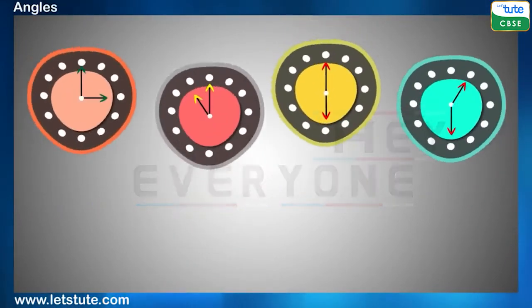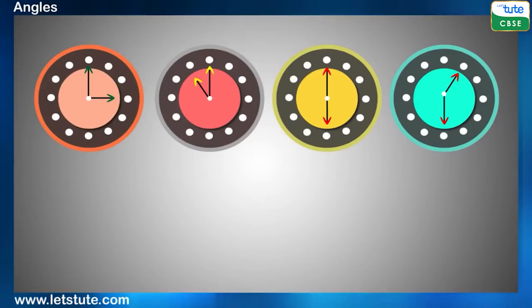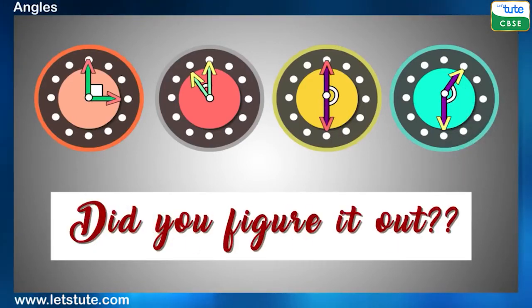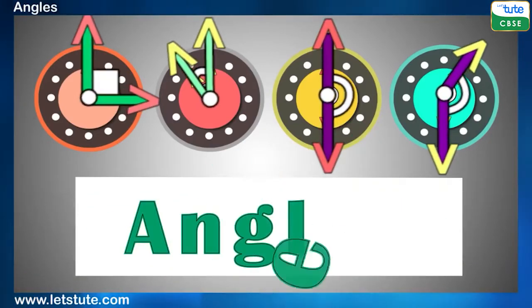What can you observe from these clocks other than the time they show? One of the most important shapes in geometry. Many concepts in geometry are based on this. So, did you figure it out? Here we are talking about angles.